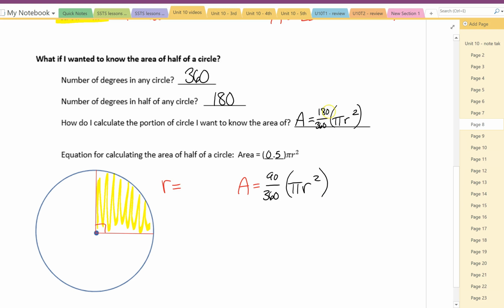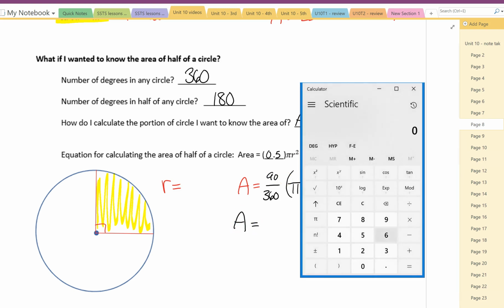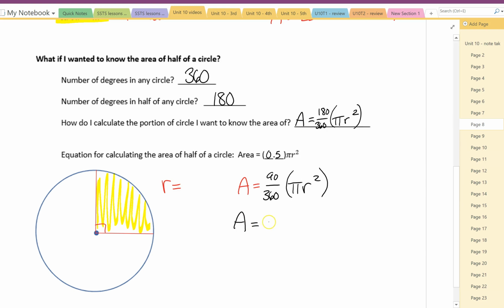So all I did was change this 180 into a 90, because instead of wanting to know 180, or half of the circle, I want to know what 90 out of 360 degrees is. In other words, 1/4 of the circle. So I'm going to convert that 90 over 360 into a decimal. What's 90 divided by 360? 0.25.